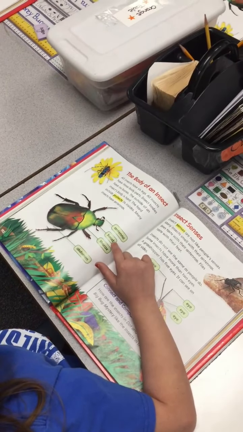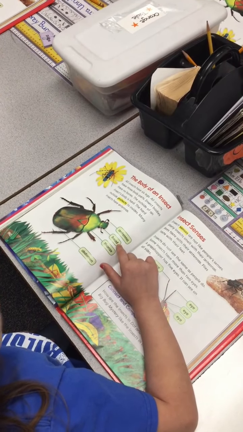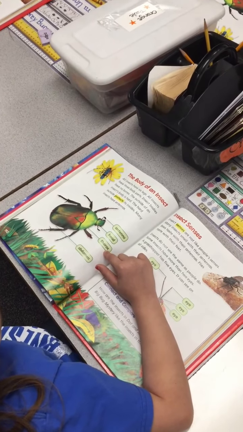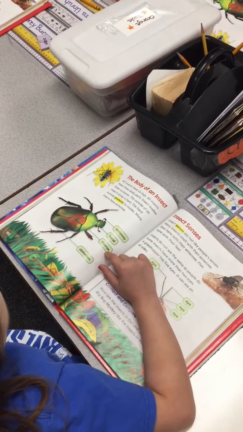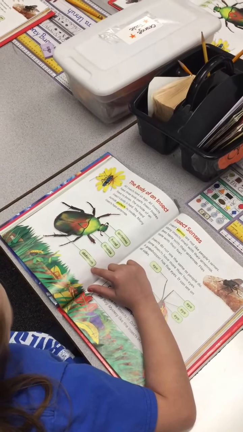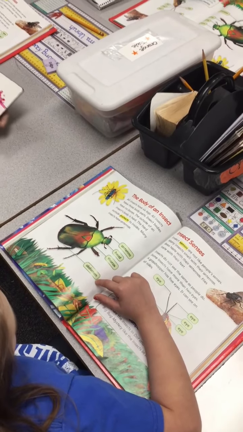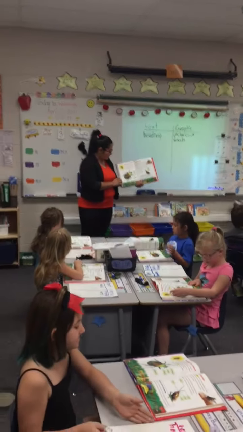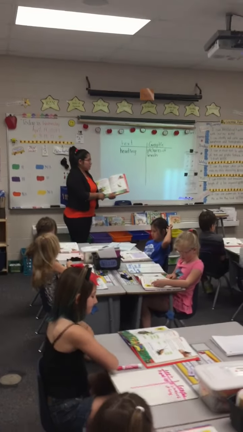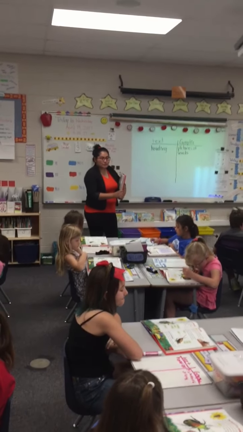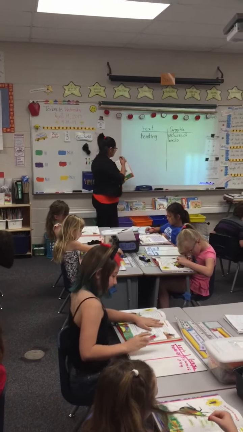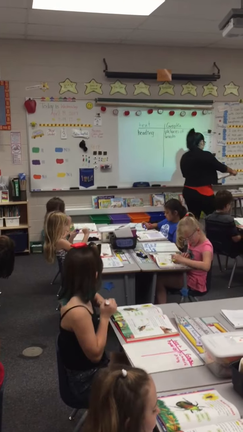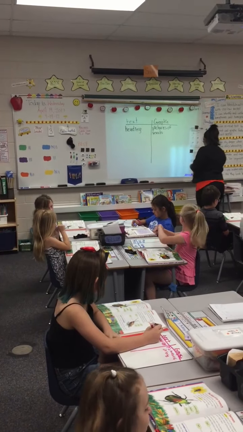The next one says head. The one below that is thorax. And then we have his abdomen. And then those are the different parts. So we're gonna go ahead and add that to our text features because we don't have it up there. And for that one, we're just gonna write label.